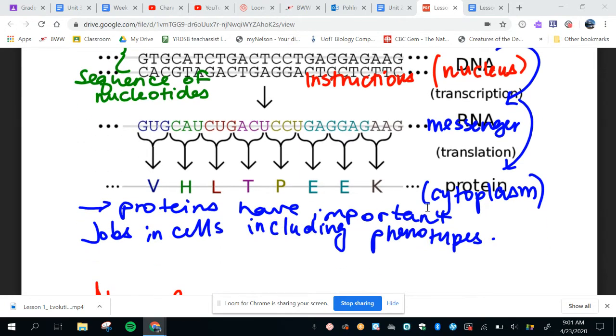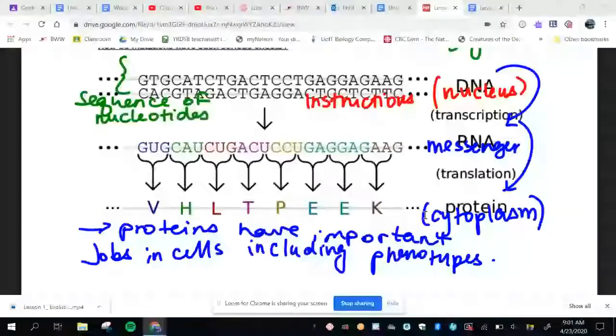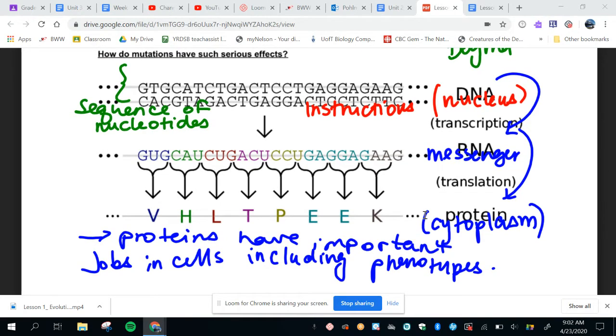And I've mentioned down here, proteins have important jobs in cells, including making our phenotypes. So in our genetics unit, we've talked about lots of different phenotypes that can happen. I'm going to use just a really simplified example. Eye color. Okay, we all have different colors in our eyes, and that is caused by our DNA's instructions to make pigment proteins. So that's what gives things its color.